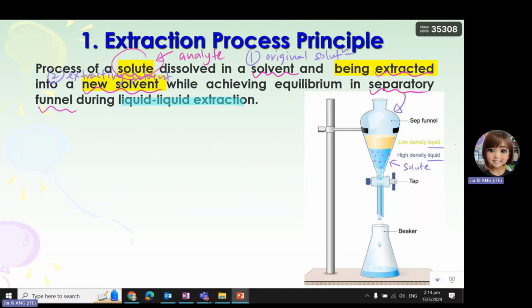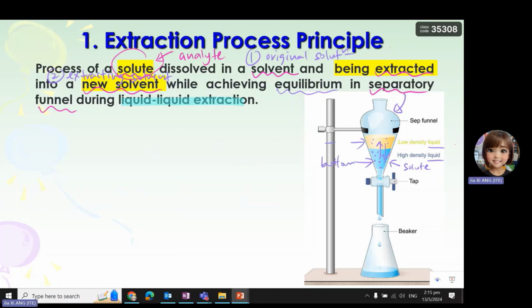So in the process, we will do a good shake. And what happened is the solute will get extracted into the extracting solvent. Now this process is not a one-way process, it's a two-way process. So the solute will travel from the original solvent to the extracting solvent until it reaches an equilibrium. When it's done, the extraction is completed, and we can open the tap to allow the elution of the higher density liquid, which is at the bottom layer.